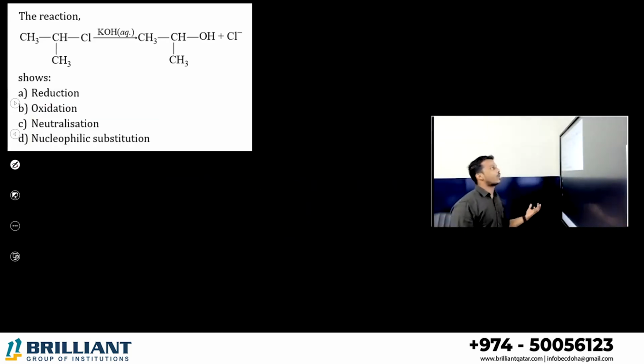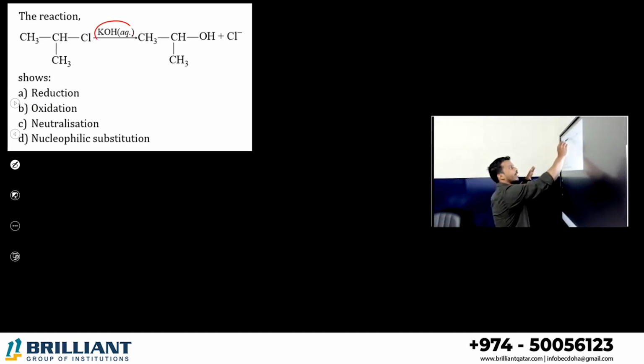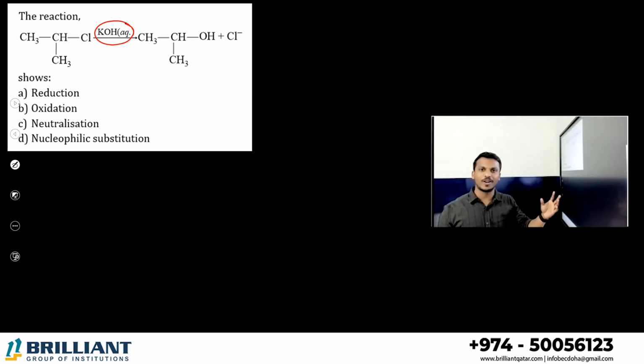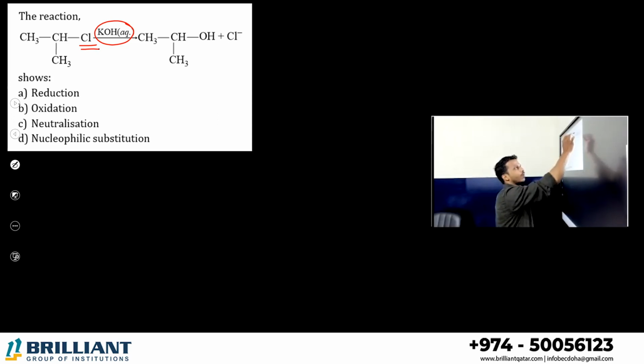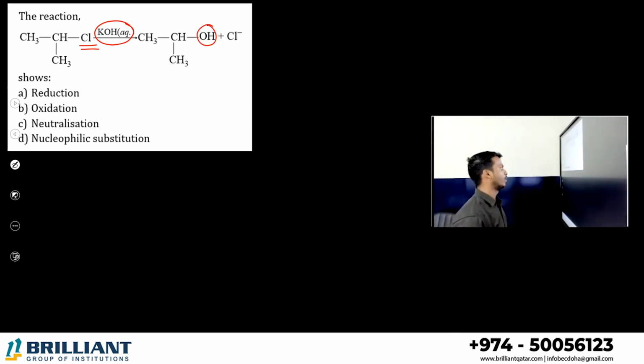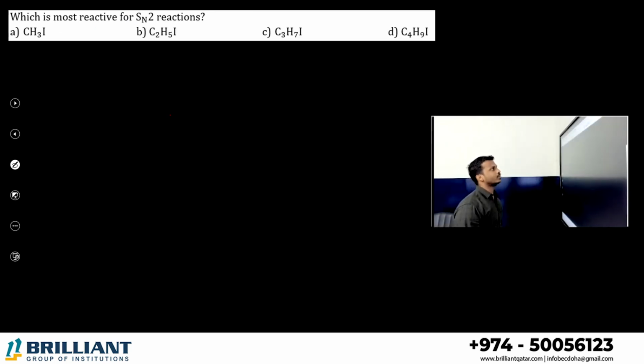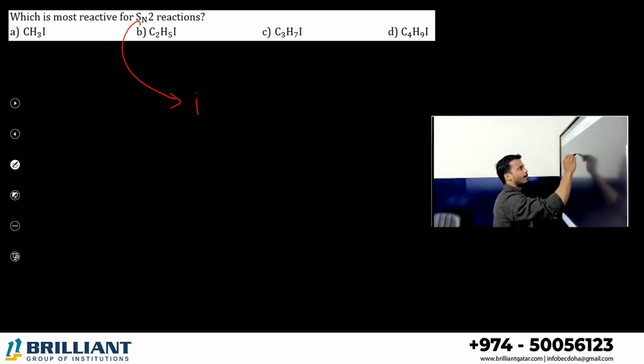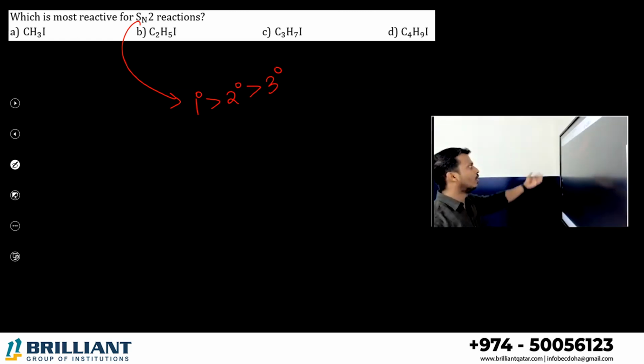What is this reaction called? Many times we discussed. It is treated with aqueous KOH. Nucleophilic substitution. Here the halogen is going and the OH nucleophile is substituting. So it is a nucleophilic substitution reaction. Which is the most reactive for the SN2 reaction? The SN2 reactivity order, you know, is primary greater than secondary greater than tertiary. Unfortunately, all the options are given as primary, but at the same time we can judge it.